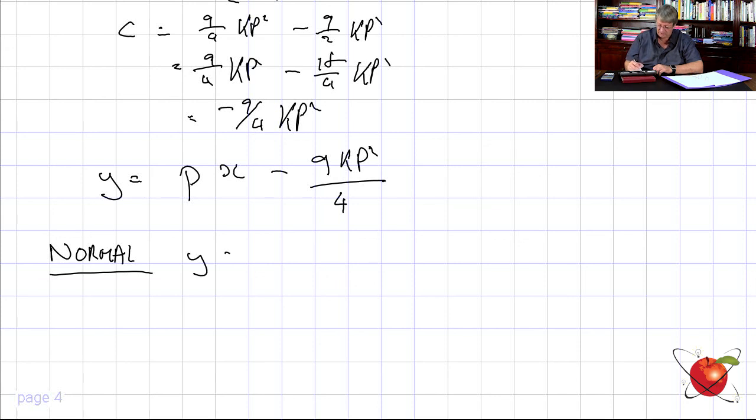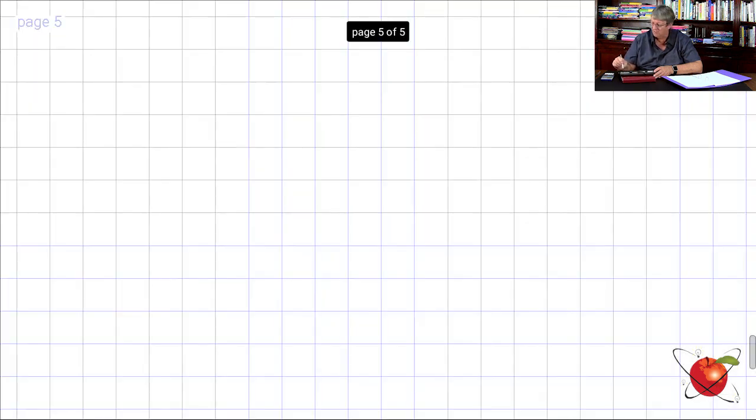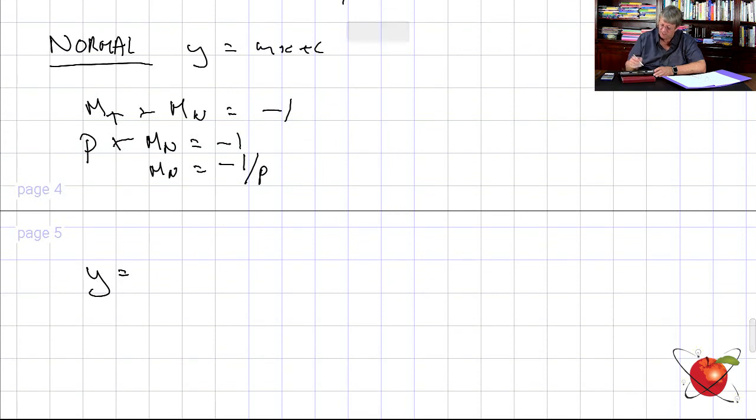The normal, y equals mx plus c. Normal and tangent, therefore m of the tangent times m of the normal equals minus 1. m of the tangent was p, times that equals minus 1. Therefore m of the normal is minus 1 over p. I think you get the gist of this. It continues in the same vein. Therefore we say y, I'm still doing the normal now. Let me just bring it down. Can you see? I'm in the normal column. So y is going to be minus 1 over p times x plus c.